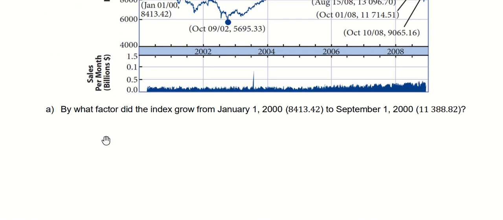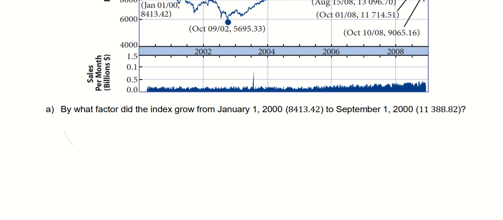So it says here, by what factor did the index grow from January, and I wrote down the index here so it's easier for you to work with, to September 1st, 2000. Again, I wrote down the index. Now, what is a factor? A factor is just a number divided by a number that tells you how many times bigger or how many times smaller something is. It's a multiplication factor. So let me just get my pencil tool and write it up here.